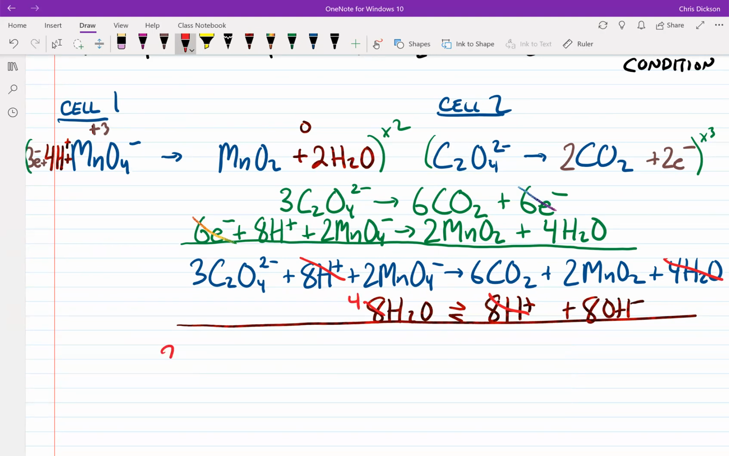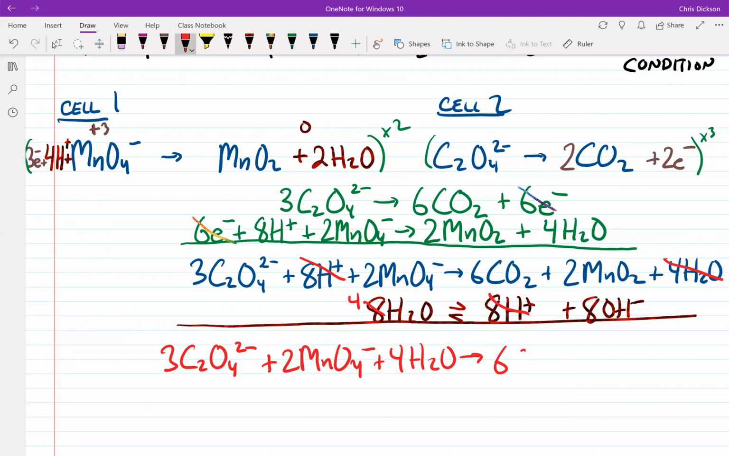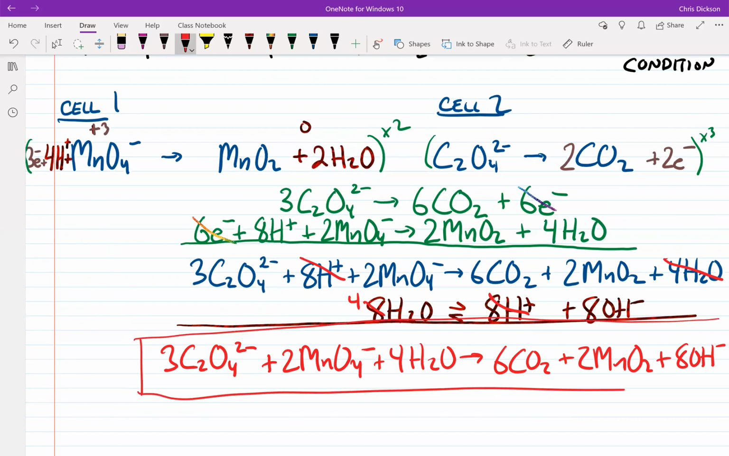So finally, I would have 3 C2O4 2 minus, plus 2 MnO4 minus, plus 4 H2O, going to form 6 CO2 plus 2 MnO2 plus 8 OH minus. Super simple, right? Like pretty much like one step, right? So that is a horrendous task to balance these things. So once again, there is another method in the book. You can read about it if you want to use that. You're more than welcome to, but it's just one more method here.